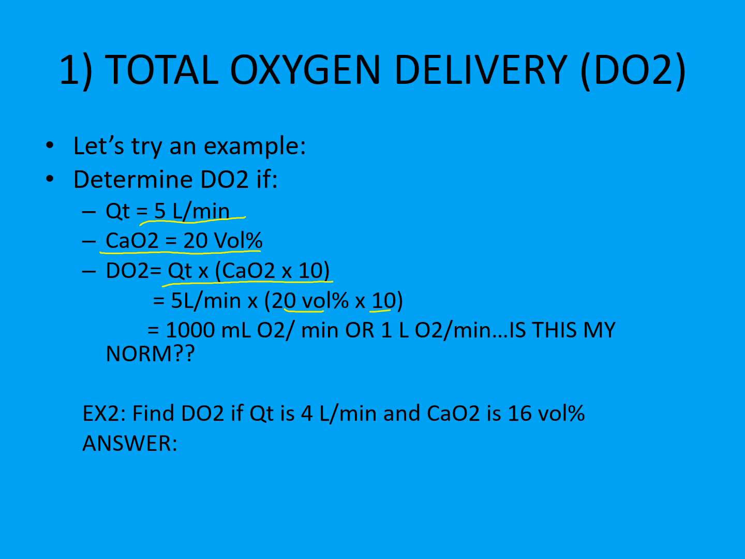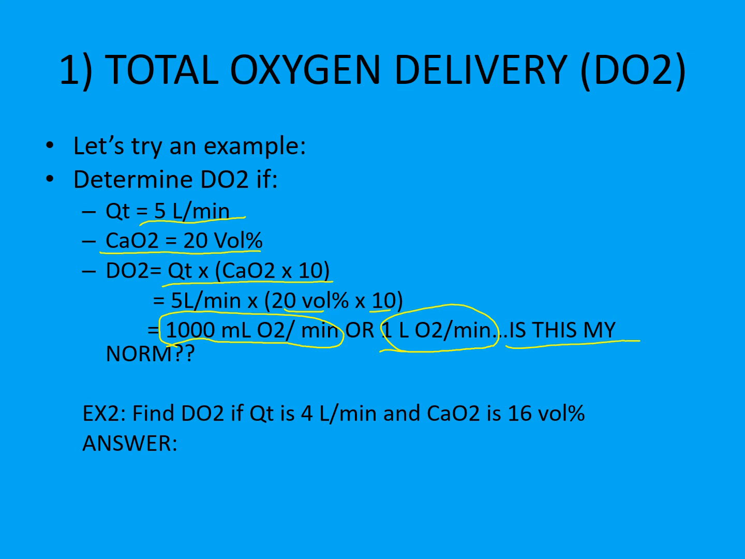What's 200 times 5? 200 times 5 is 1,000. 5 times 2 is 10, and then we're just going to add the zeros. So that's 1,000. 1,000 milliliters of oxygen per minute is what's being delivered to our tissues, which is the same thing as 1 liter of oxygen per minute.